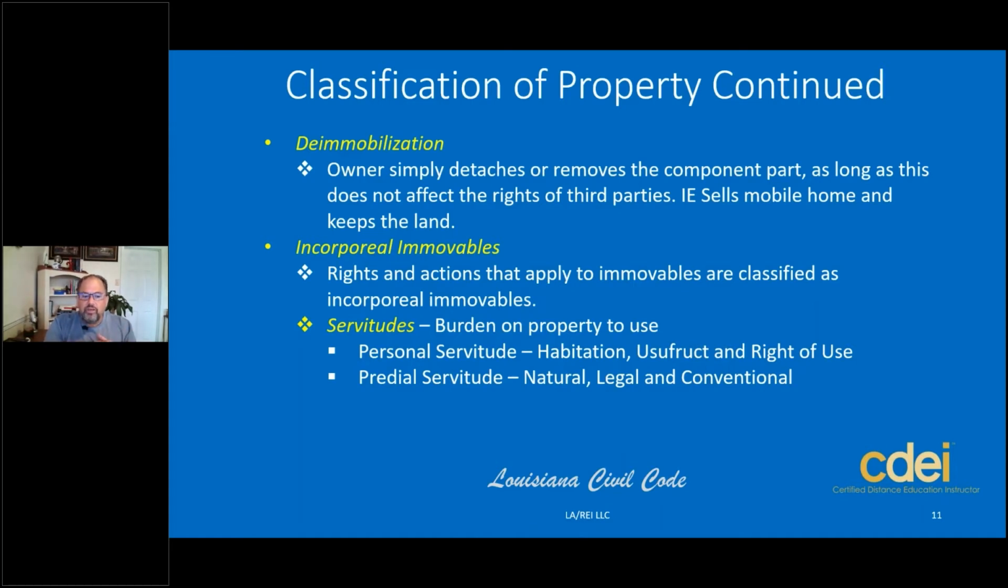Now, incorporeal immovables. Remember, the term corporeal means you can feel, touch it. Incorporeal, you can't see it or touch it. Those are rights and interests in a thing. We talked about incorporeal. So incorporeal immovables, remember, you can't move it, we refer to as servitudes, okay? You got a right or interest in someone else's land. In common law, we call that what? We call it an easement.